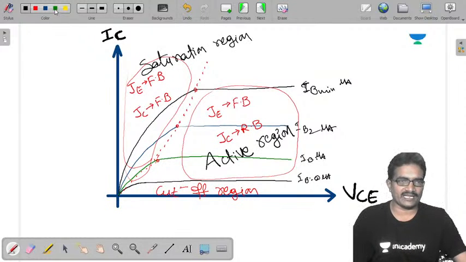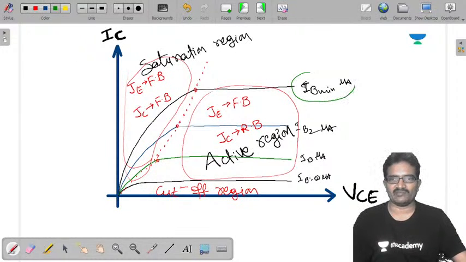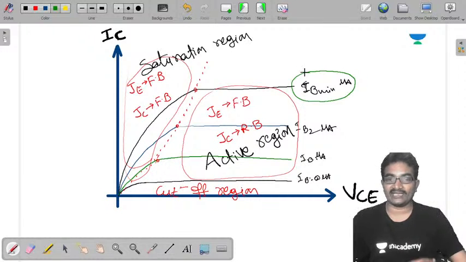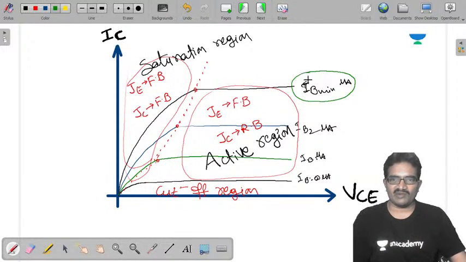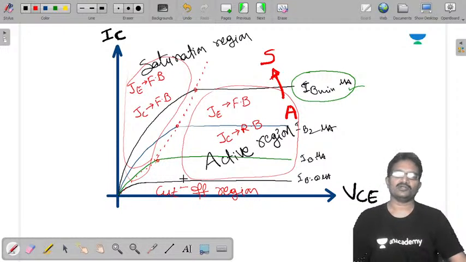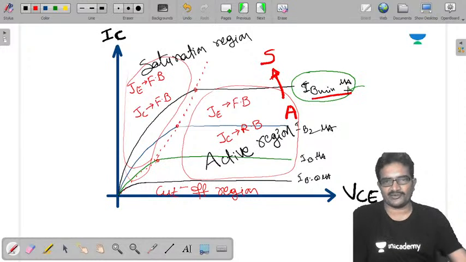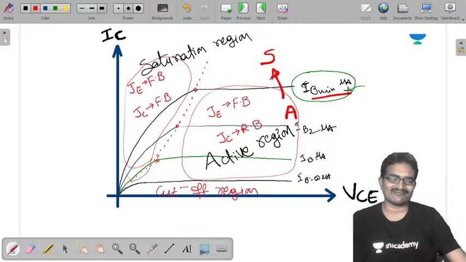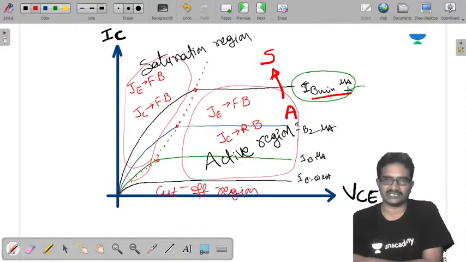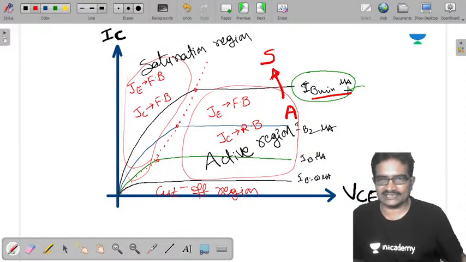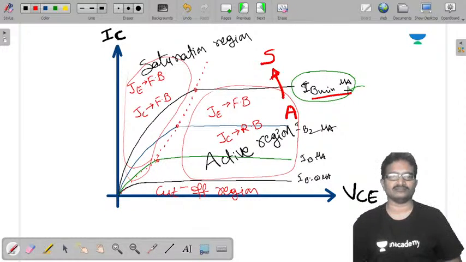Now we have one more point left, that is IB minimum. Why is IB taken as minimum? I represented it as IB minimum because this is the minimum amount of base current required to switch a transistor from active to saturation. To switch a transistor from active region to saturation, you need to provide at least this much base current. That's why, with respect to active and saturation regions, I named it as IB minimum.